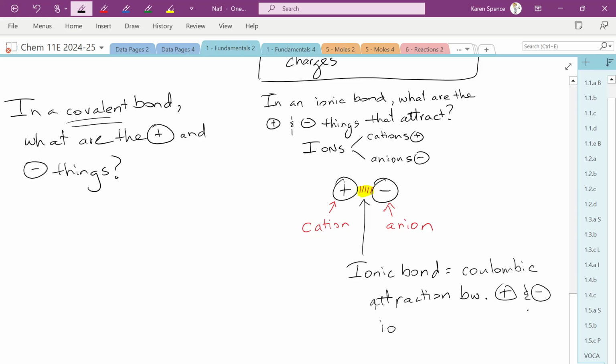I feel like I'm saying the same thing over and over here, but that's okay. In a covalent bond, what are the positive and negative things?